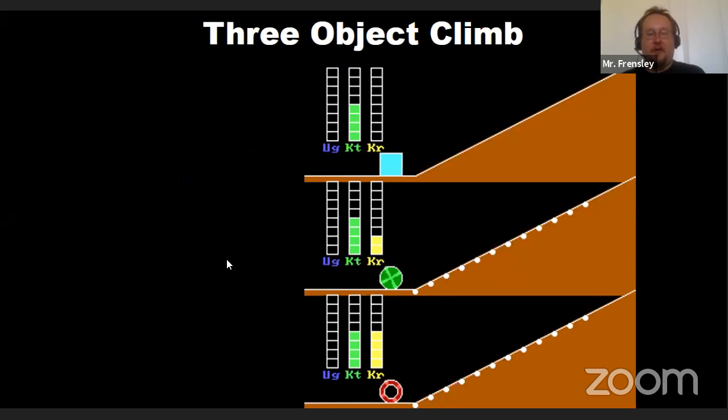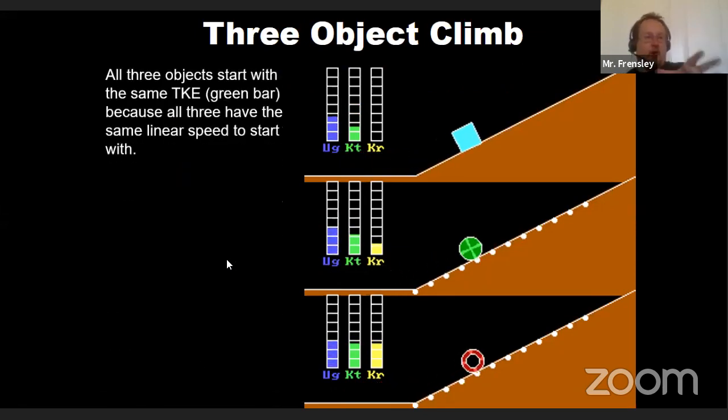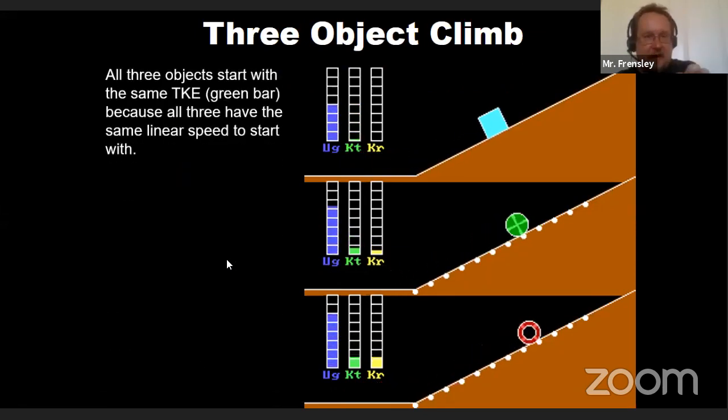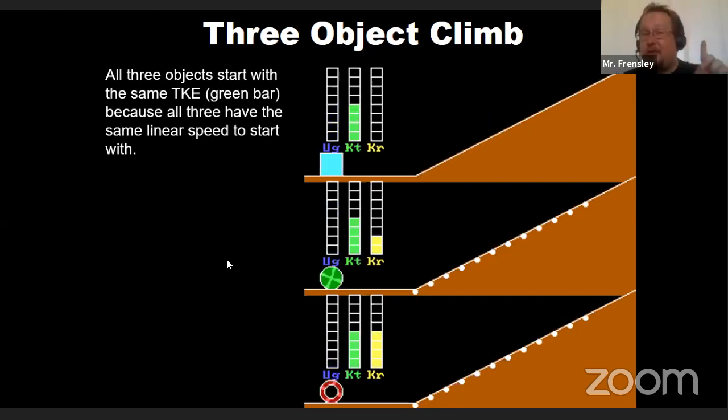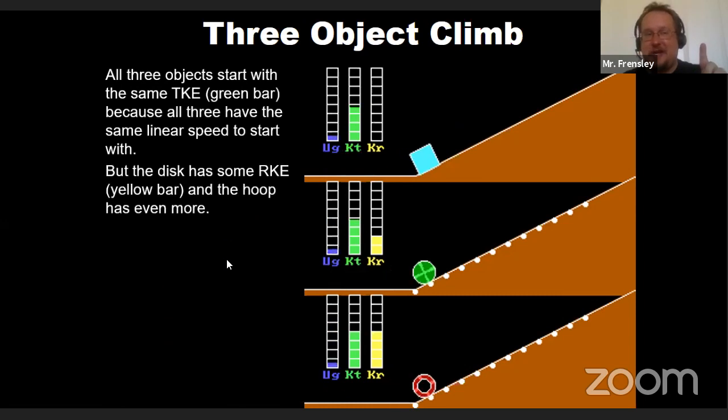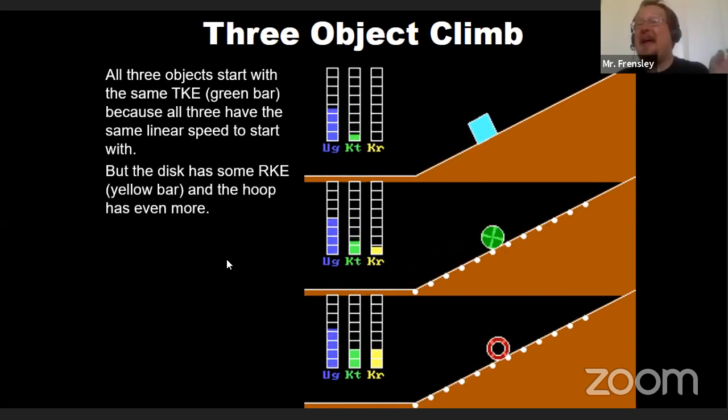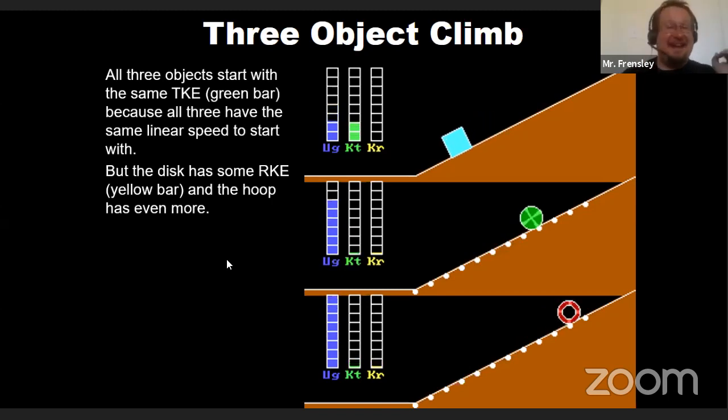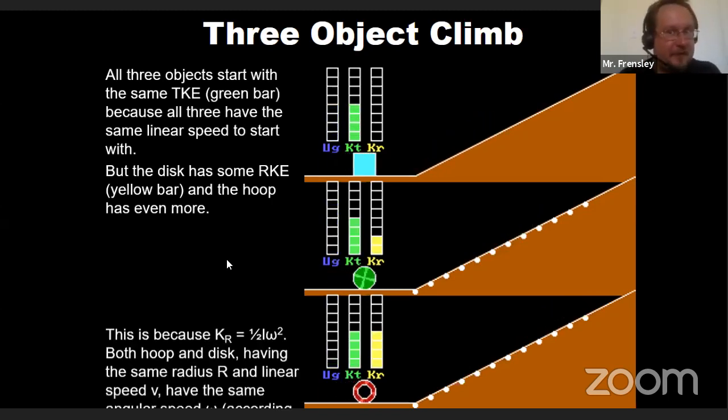Okay, so here's an animation of what's going on. They all start with the same translational kinetic energy. That's the green bar. But watch out. If they all start with the same translational kinetic energy, then that means that the disc has some rotational kinetic energy and the hoop has even more. See, it's the opposite now, right?